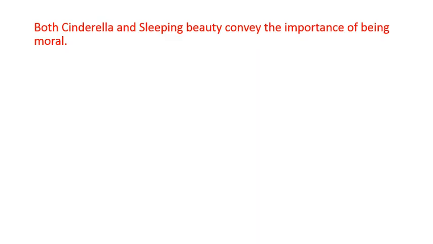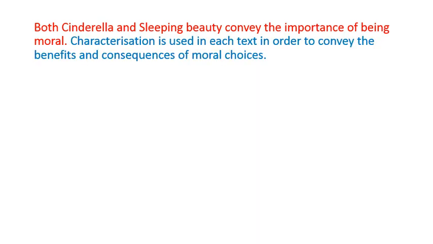I've stated the theme in both of these texts, and notice I use that word both at the beginning. That's my comparative language. My next section is my elaboration, and this is where I need to talk about the technique. Again, if the techniques were different, then I would have to explain each technique separately. But in this case, my techniques are the same. So here's my example. Characterization is used in each text in order to convey the benefits and consequences of moral choices. Okay, we get a fairly clear idea of exactly how the techniques come in and how they're showing it. Notice I've elaborated on that idea of the importance of being moral. I've linked it to this idea of benefits and consequences, and I'm going to unpack that in my evidence.